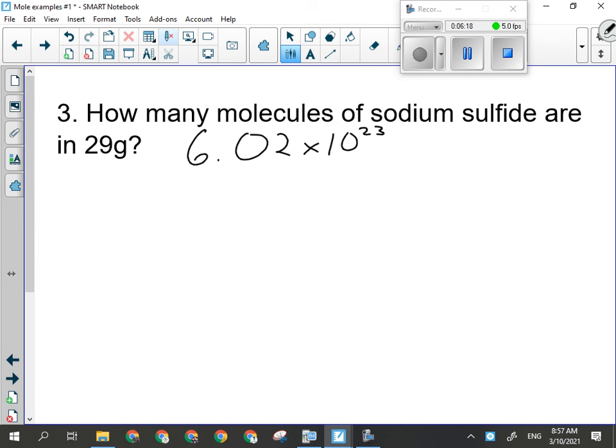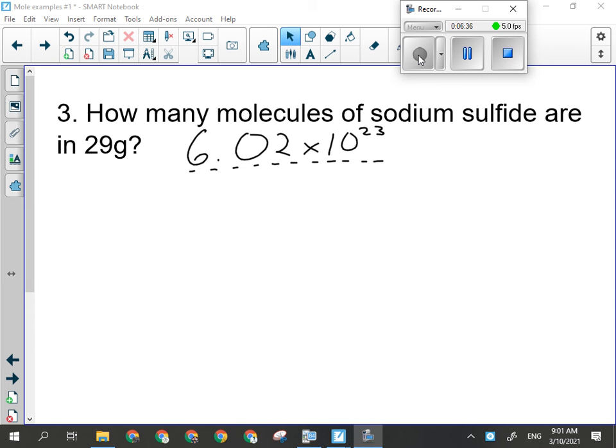All right, so we're looking for the number of molecules of sodium sulfide. Remember that Avogadro's number is the number of molecules in 1 mole. I'll give you a little bit of time to get ahead of me again here, and then we'll walk through that.